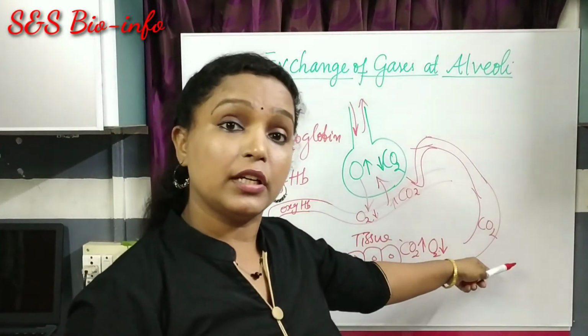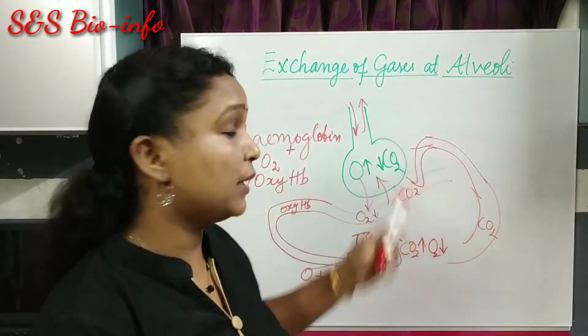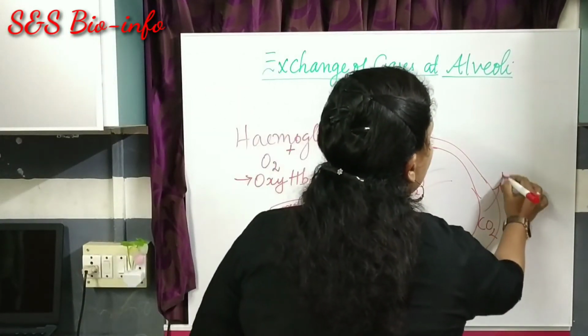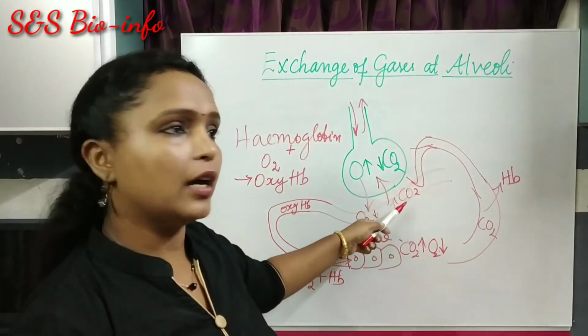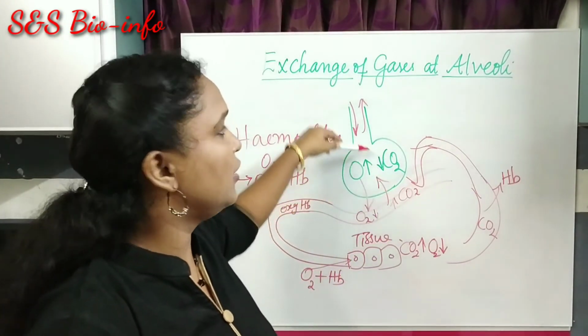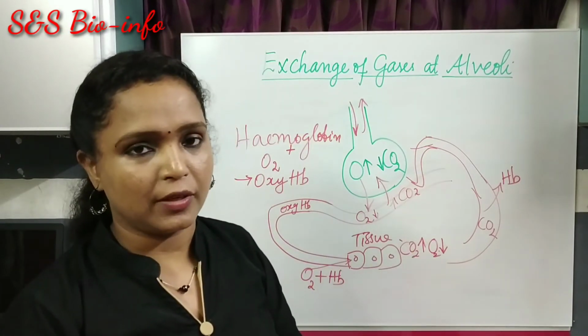That carbon dioxide is again transported with the help of blood, by the same pigment, hemoglobin. Then it reaches the alveolar site, where it is exchanged and expelled out. That happens at the time of respiration.